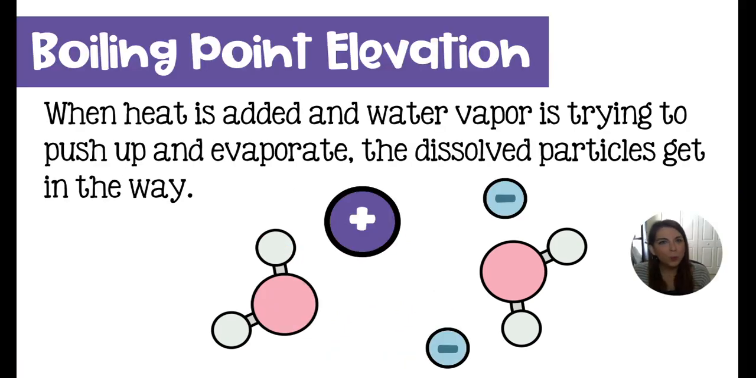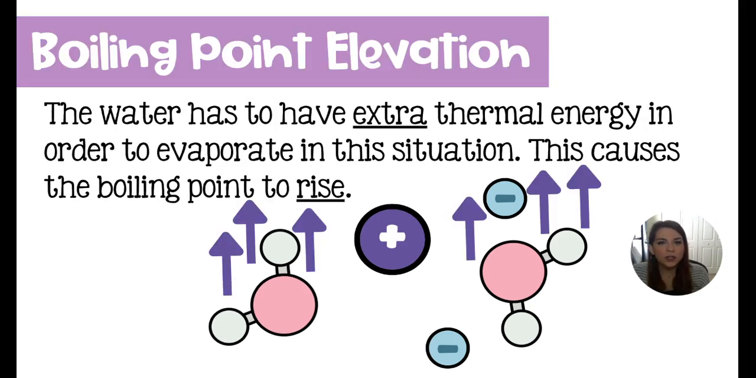Now, when we're trying to boil this water with a bunch of salt in it, these ions are going to kind of get in the way, the dissolved particles. I shouldn't just say ions because it's also true for really any dissolved particles. But when we have dissolved particles, they sort of get in the way of water being able to evaporate during its boiling. This means that our water is going to have a little bit of extra thermal energy in order to push past all of these dissolved particles, which means that when we dissolve stuff in water, the boiling point of water has to rise.